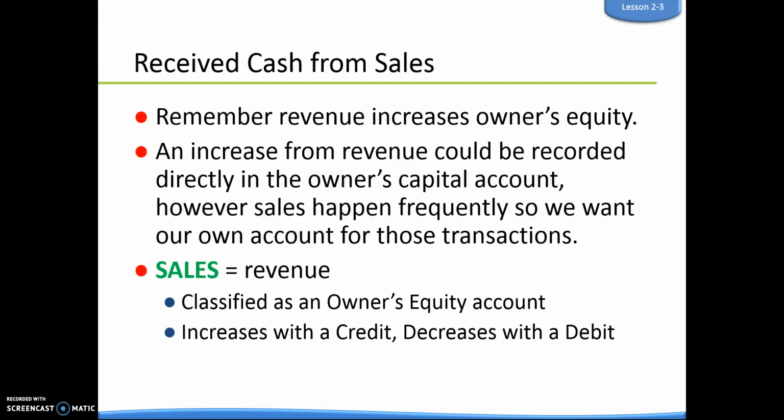However, sales happen very frequently, and so as a business, we would want our own account to be able to keep track of those transactions. So we have created our own account. It's called Sales. Sales is the same thing as revenue. It is classified as an owner's equity account. And because it increases owner's equity, it increases on the credit side and decreases on the debit side, just like a normal owner's equity account would.